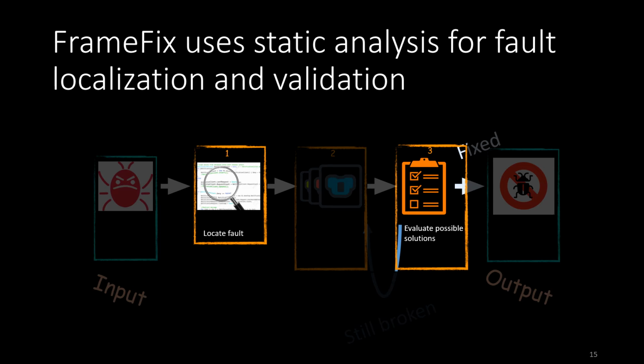To determine where the problem that needs to be fixed is, as well as to determine if possible solutions actually fix the issue, FrameFix uses static analysis. This static analysis was built using FlowDroid, which provides information on how state is changing inside methods and also provides call graph information. FrameFix will also use any provided test cases to evaluate possible solutions, ensuring that developer-intended behavior is retained.